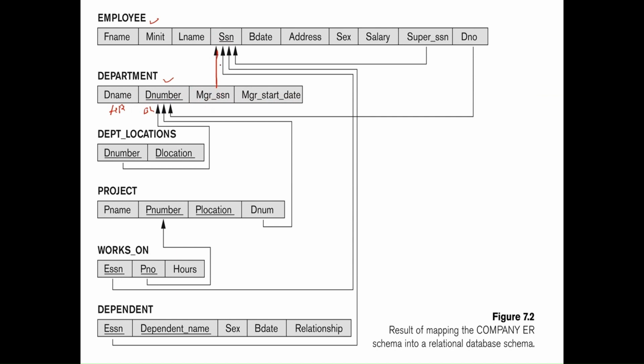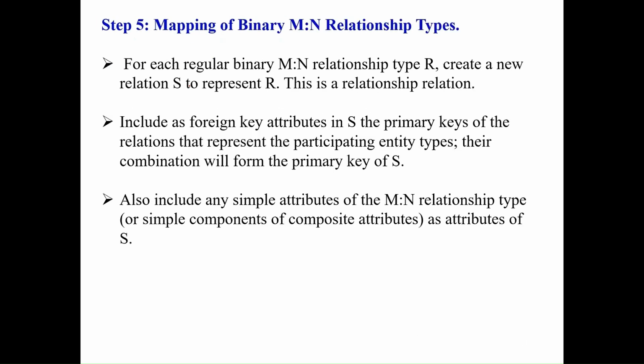Who is the manager, MGR SSN? For example, employee 101 is the manager, so 101, and the start date 2023, 4/20. In this way you can write the date. So if it is one-to-one, then there are three rules. Either you can create a single table.